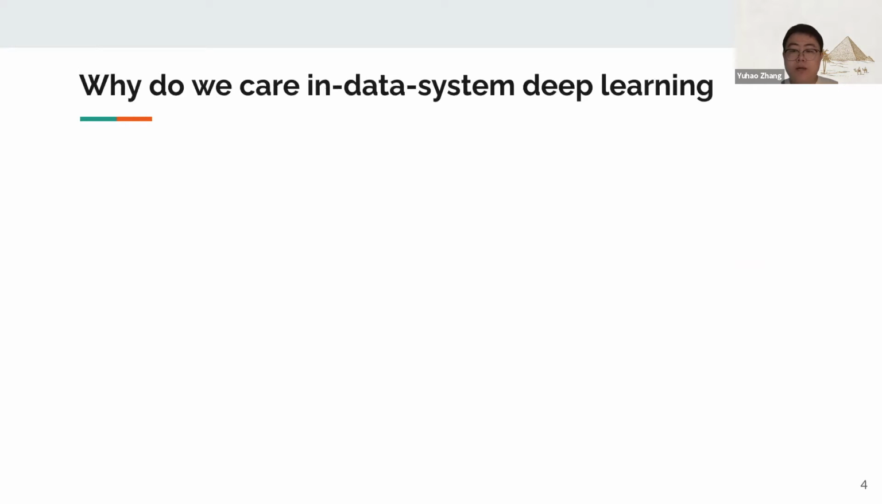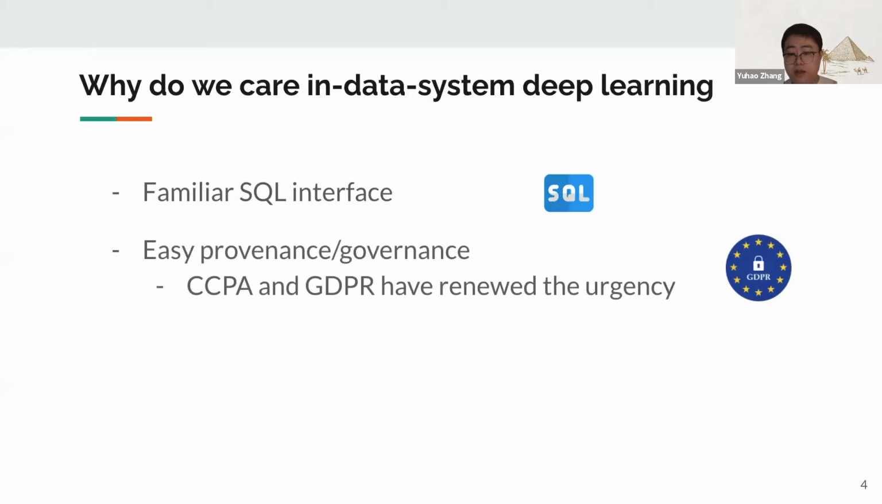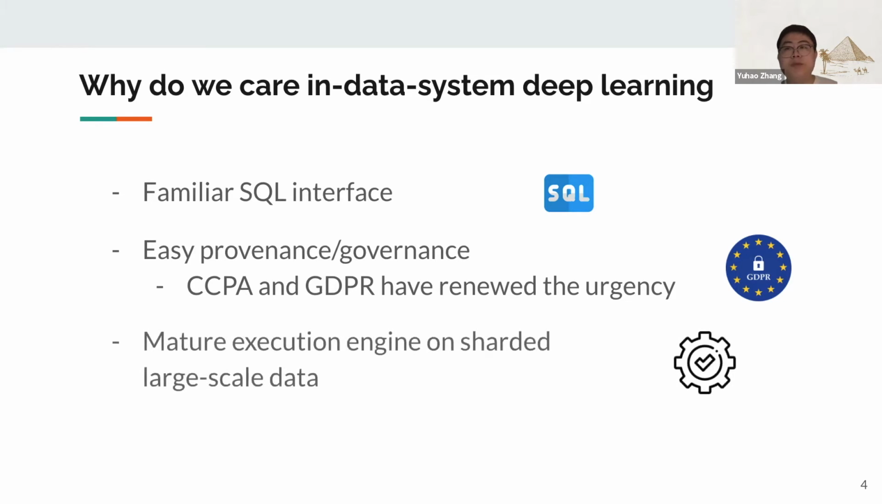First question, why do we care about this topic? Why don't we just export the data to a data lake and run machine learning there? First, because in-DBMS machine learning provides a familiar SQL interface to the DB users and business analysts. Second is the ease of governance. This has always been important, but recently got a renewed urgency due to regulations such as GDPR and CCPA. And DBMSs already provide good support for governance and provenance. Last but not least is the mature distributed execution engine that a DBMS provides.